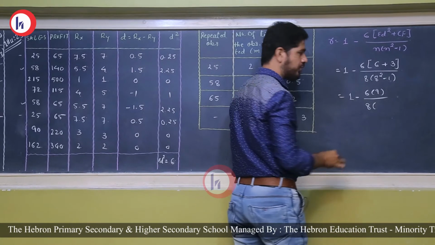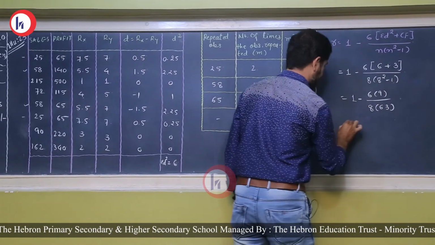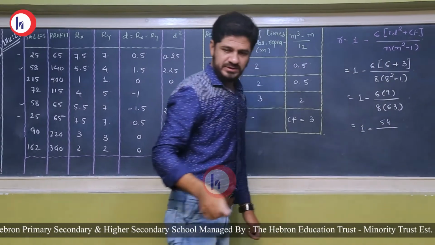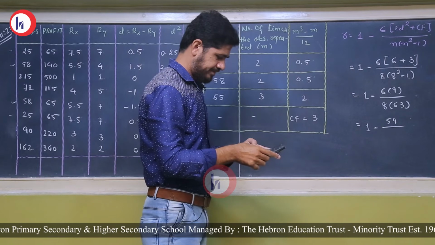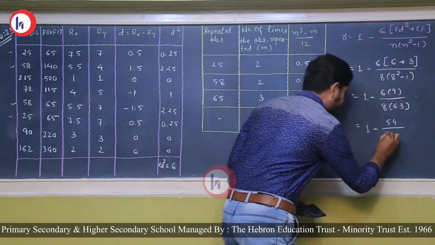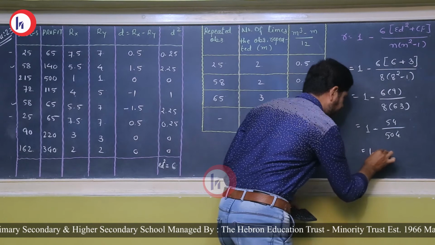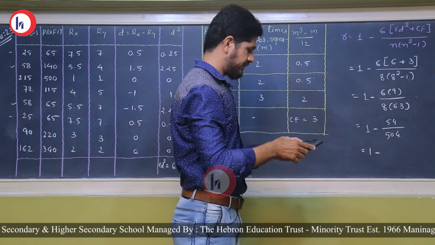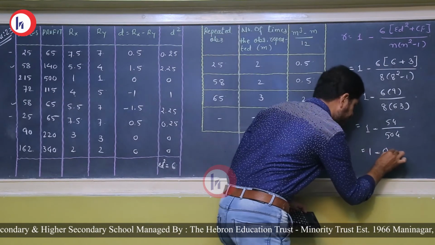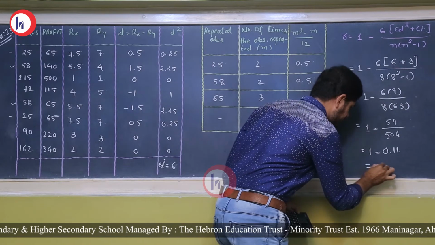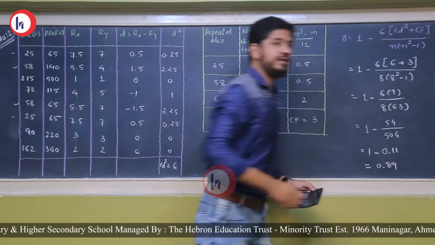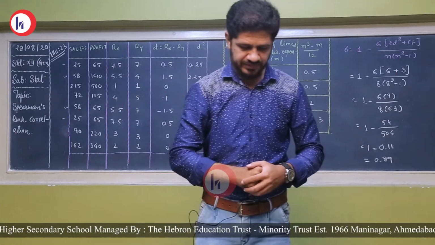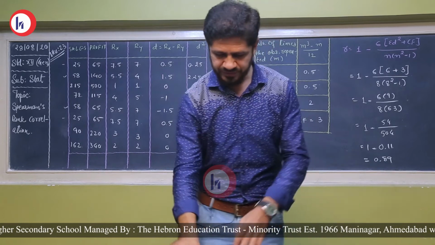Now 8 square, 64, minus 1, 63. So 1 minus 54 upon 63 into 8, 504. So 1 minus 54 divided by 504, it is 0.11, and the final answer is 0.89. So we used all three methods of rank correlation. Now let's go further. Question number 7.